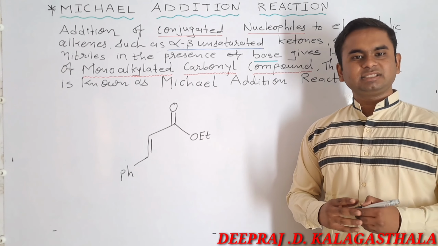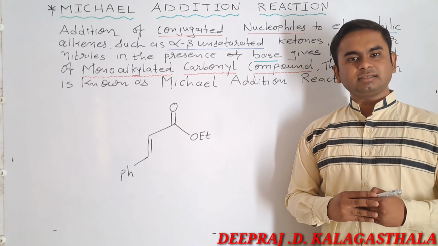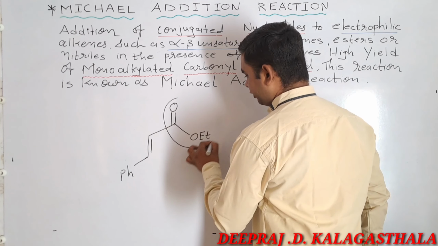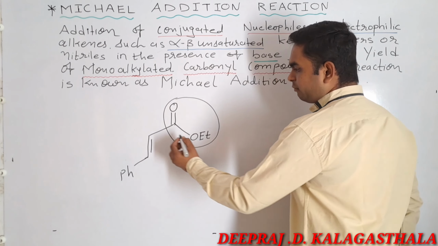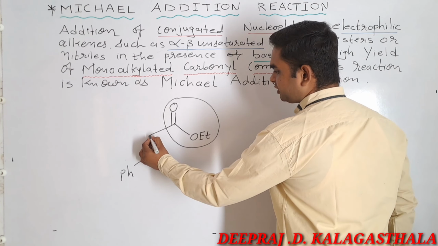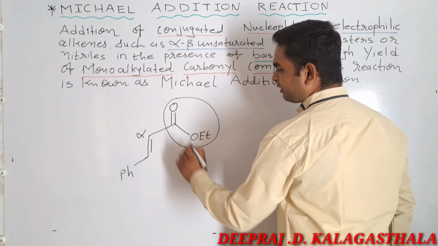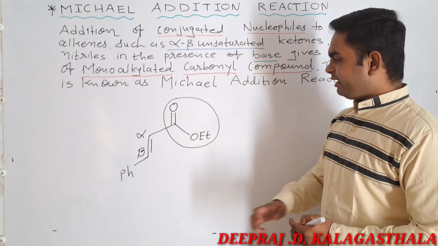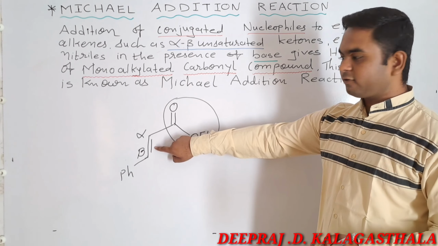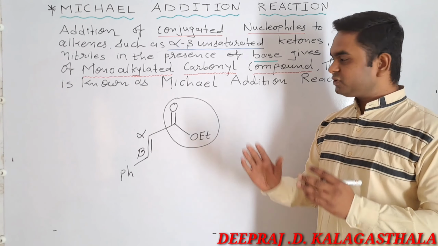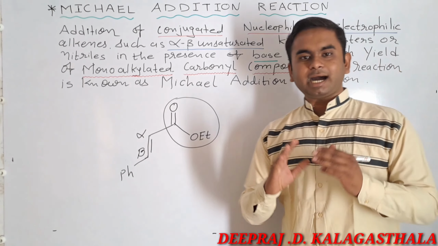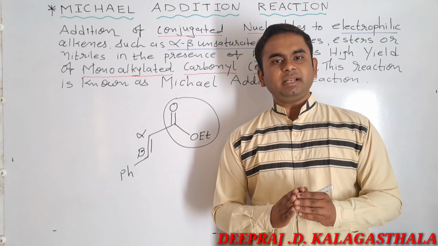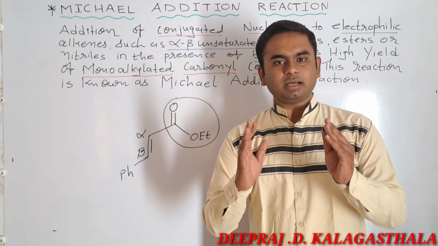This compound is known as an alpha-beta unsaturated ester compound. Here, this is the ester functional group. The carbon beside the functional group, the first one is called alpha, the second one is called beta. Friends, see here, a double bond is present between the alpha and beta carbon. So this compound is known as an alpha-beta unsaturated ester or alpha-beta unsaturated carbonyl compound.